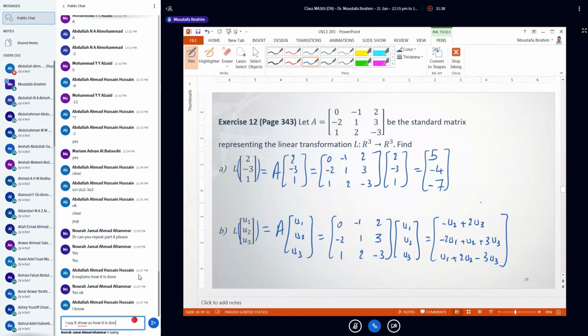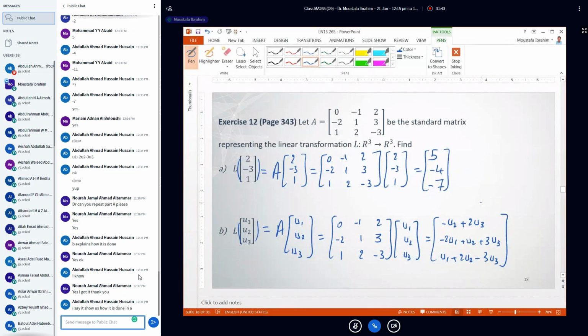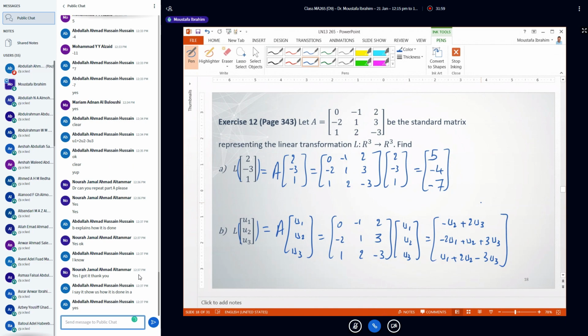So what's your question, if you know? Okay, thank you, Nora. You are explaining. I thought you were asking. Explain how it's done. Okay, Abdullah. Yes, you are right. For any vector, it's given by you multiply. But in all cases, if you have any vector here, you take A and multiply this vector, you get the solution. Okay, I understand your point.